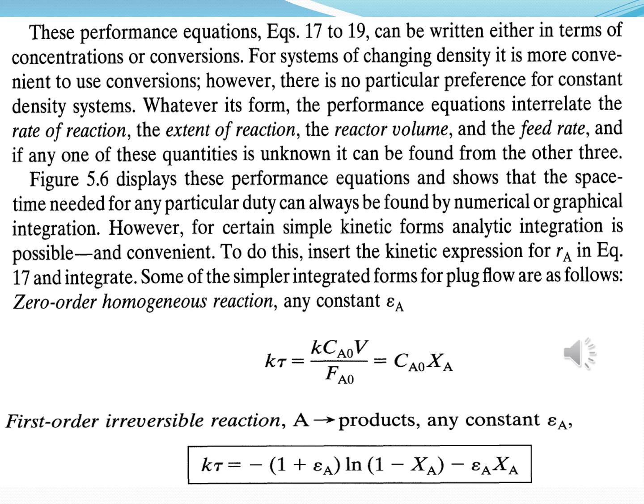So for a first order irreversible reaction, A goes to product at any EA, you can see that the equation becomes K tau equals minus 1 plus EA ln 1 minus XA, minus EA XA. So if you are given a first order reaction with the varying density case, you can find the tau value if you know the conversion and K value from this equation.